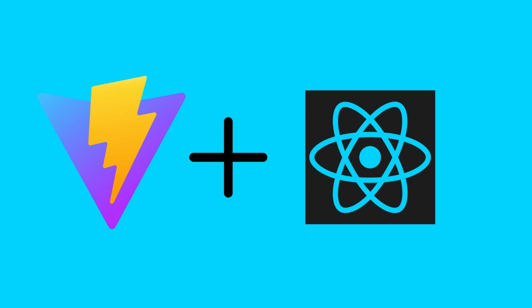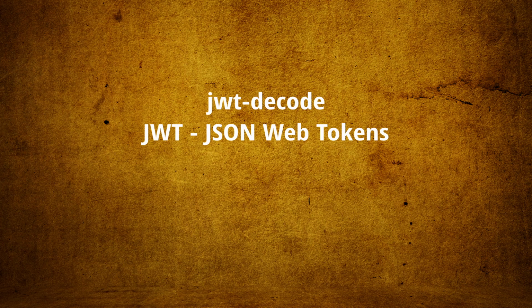There are some other libraries or dependencies, as it's called in JavaScript, that we are going to be using with React to be able to build our project. One of them is the Axios. Another one is the JWT decode. JWT means JSON Web Tokens.